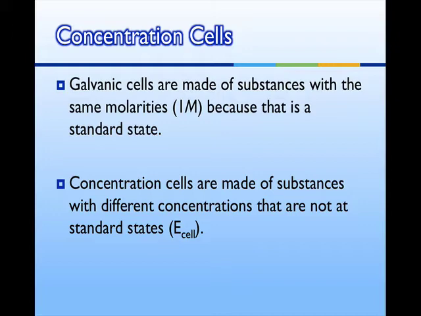Concentration cells are made of substances with different concentrations that are not at standard states. And because they're not at standard states, you can see here they're missing that little 0 sign, E0 of the cell, which stands for standard states. But because we're using concentrations that are not 1 molar, we can't add that little 0 sign up there.